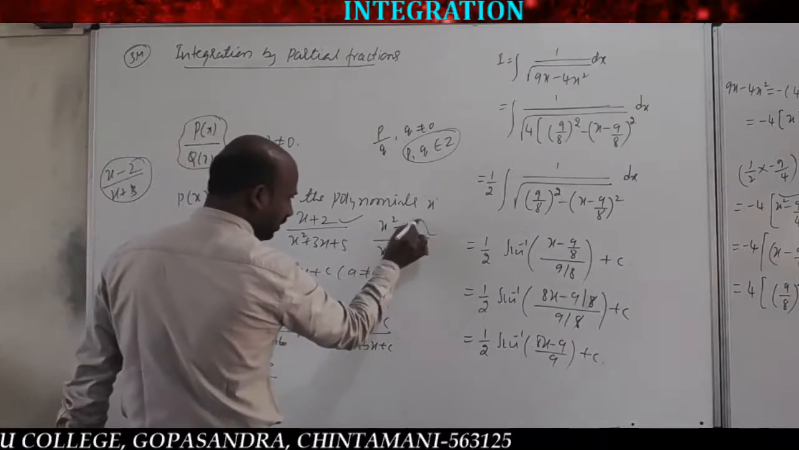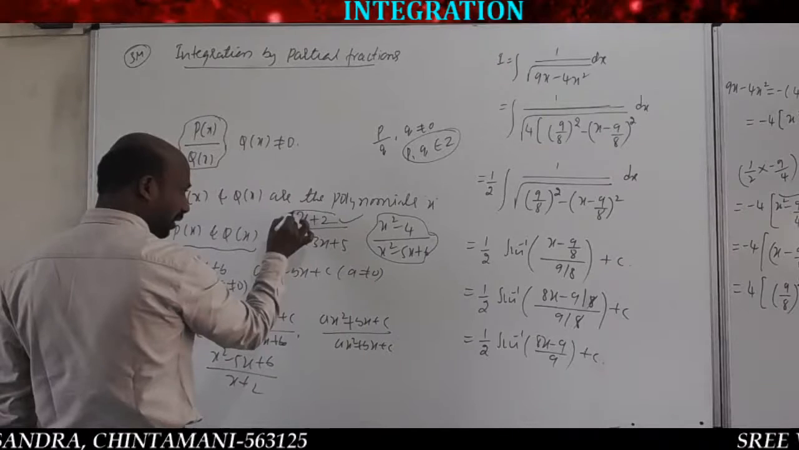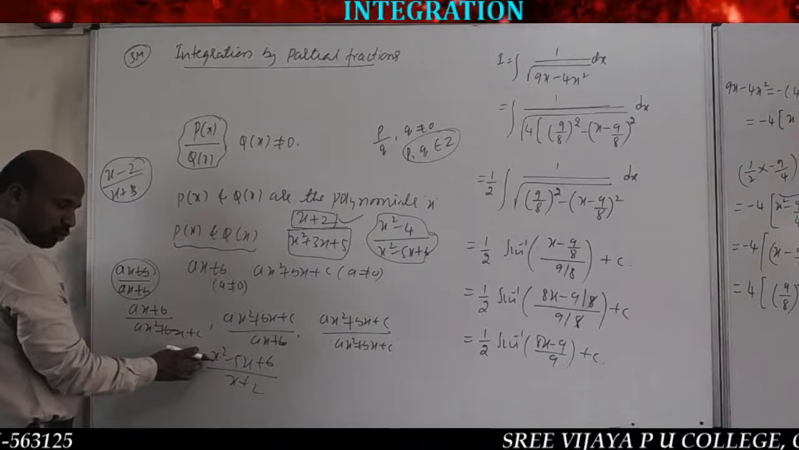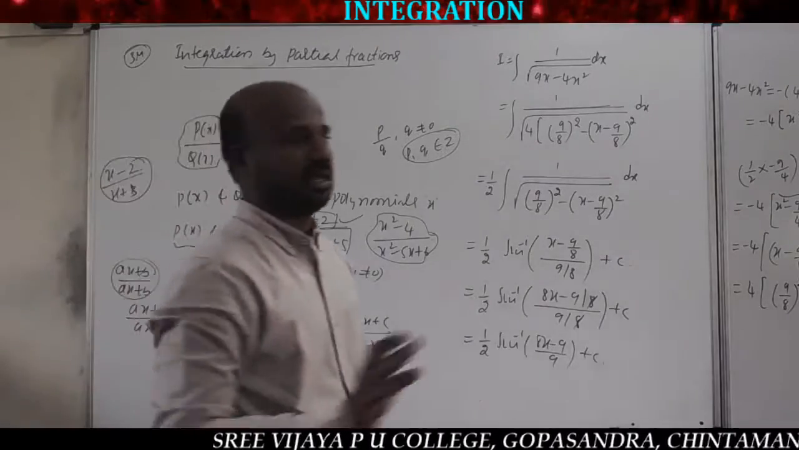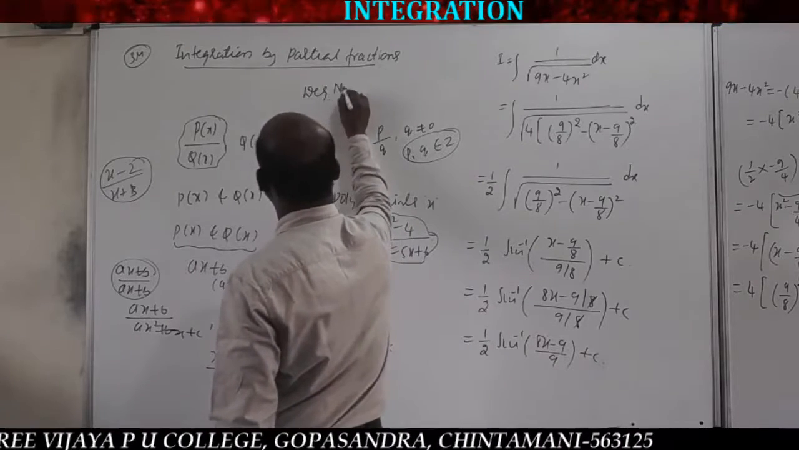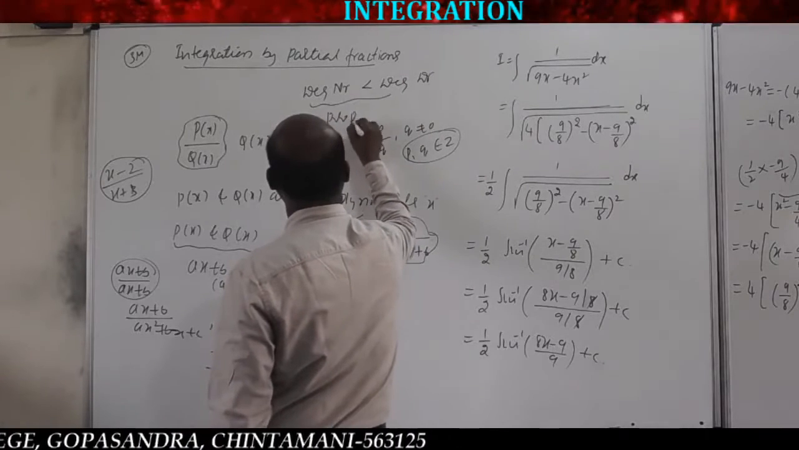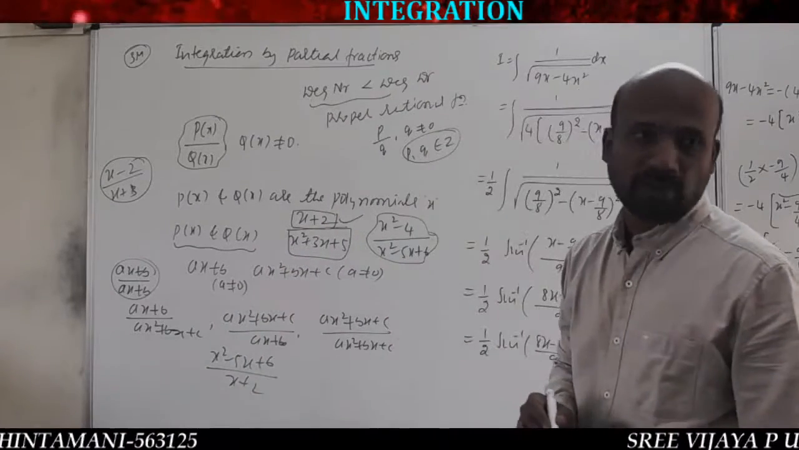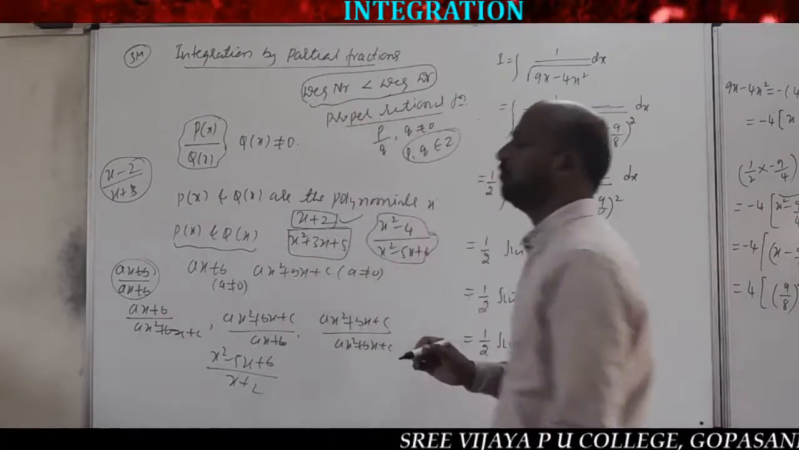Both numerator and denominator are quadratic polynomials, maybe the numerator is a linear polynomial in x and the denominator is a quadratic polynomial in x, or the numerator is a quadratic polynomial in x and the denominator is a linear polynomial in x. So if the degree of numerator is less than the degree of denominator, then it is a proper rational function.